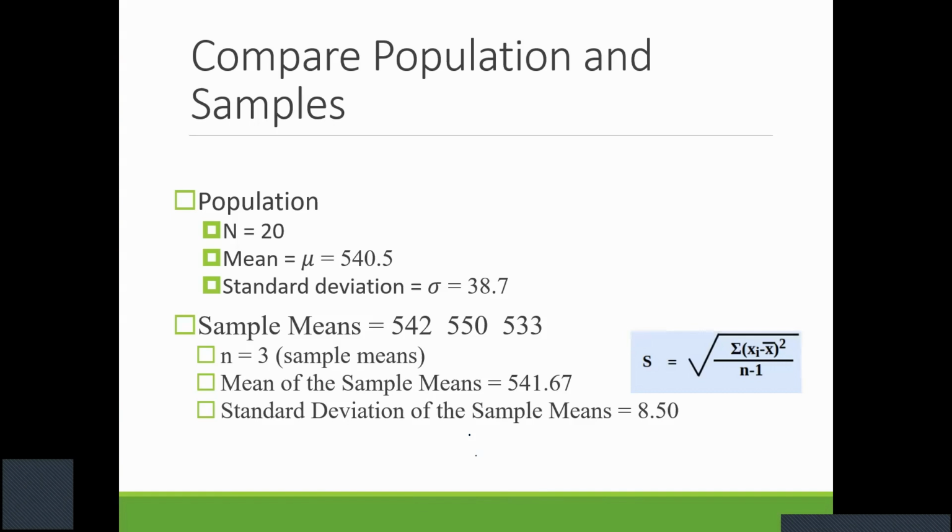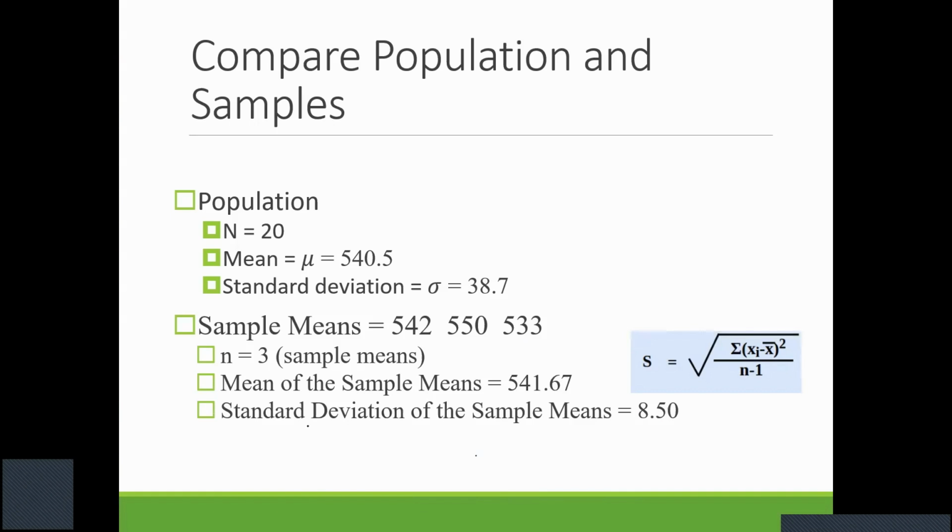The standard deviation of the population was 38.7. The standard deviation of the sample means, if we put them into this formula over here, where each x is a mean, so that would be like 542 minus 541.67, and square that. Do that for all three, then divide by 3 minus 1, which is 2, because we have three means, and take the square root, you get 8.50. So this is a standard deviation of the sample means.